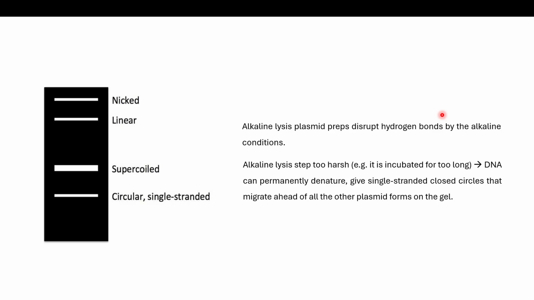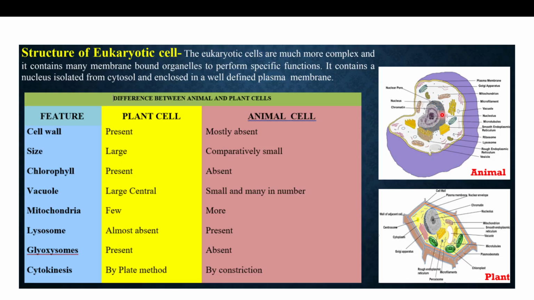Now, all this was pertaining to the prokaryotic cells. Now, if we talk about the eukaryotic cell, eukaryotic cells are much more complex, definitely, and contain many membrane-bound organelles to perform specific functions. It contains a nucleus isolated from the cytoplasm, a well-compartmentalized nucleus, and it is also enclosed in a well-defined plasma membrane.